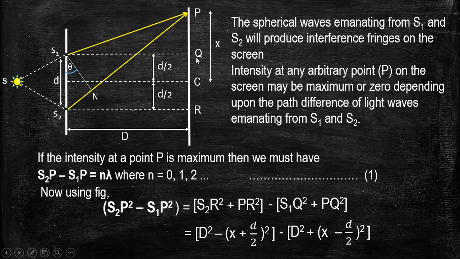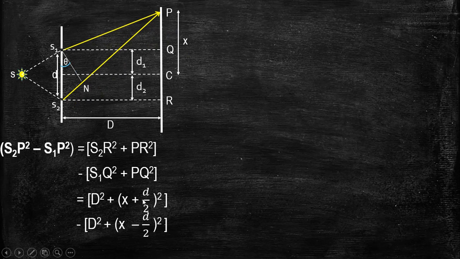PC minus QC means if you subtract D by 2 from X, you get PQ. So instead of PQ I am writing X minus D by 2 whole square. Now I am expanding X plus D by 2 whole square using the formula A plus B whole square equals A square plus B square plus 2AB. Similarly, I am expanding X minus D by 2 whole square as A square plus B square minus 2AB.